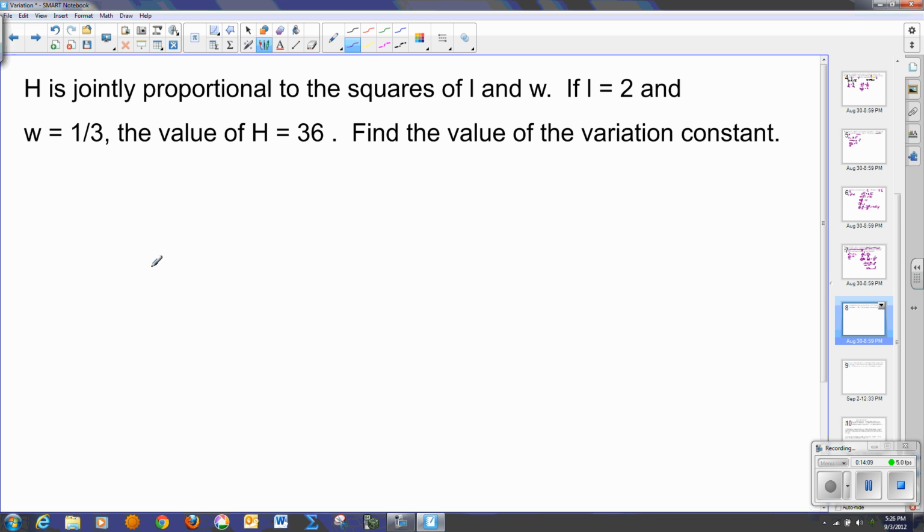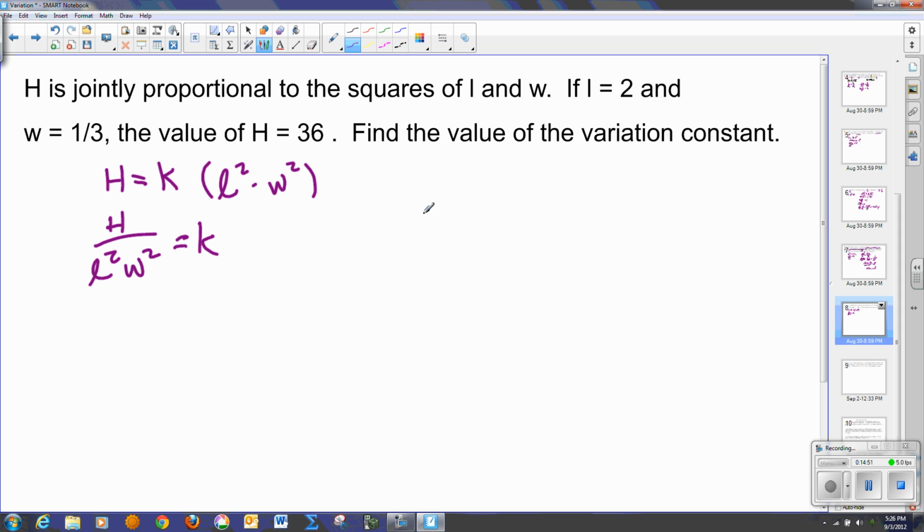So now we have a joint variation. H is going to vary jointly, so that's a direct variation, y equals k times a product of these two terms, the squares of W and L. And once again, they want me to find the variation constant, so all we're doing in this case is isolating the k term and solving. And we can plug straight in.